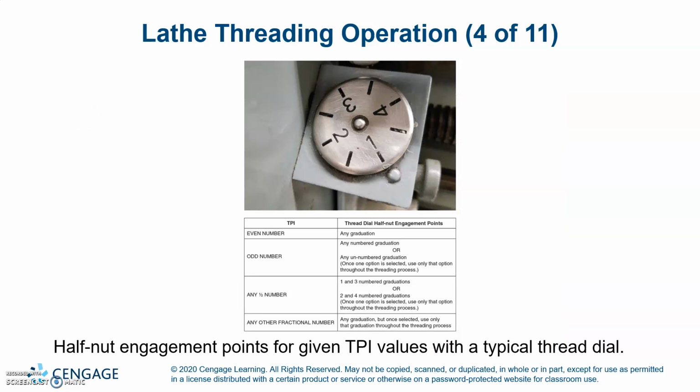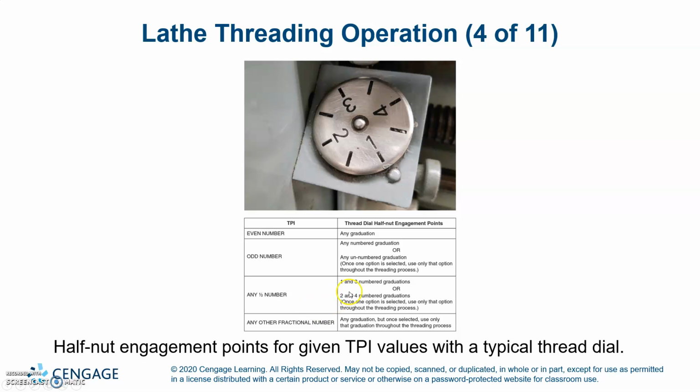And the half nut engagement points for given TPI values with a typical thread dial. Most of the time, even numbers can be used. If it's a quarter 20, it's an even number, and it can be any graduation. An odd number, any number graduation or any unnumbered graduation. Once one option is selected, use only that option throughout the threading process.